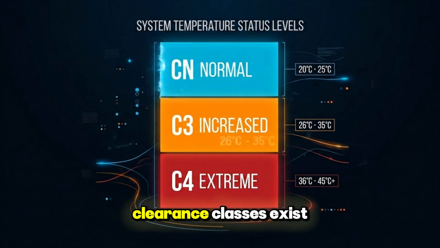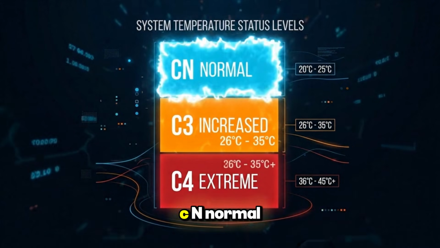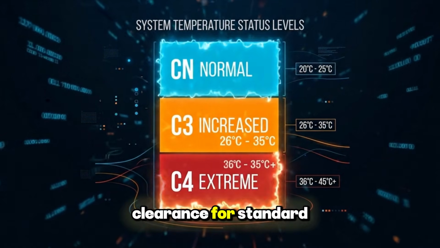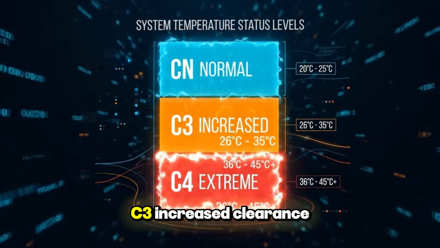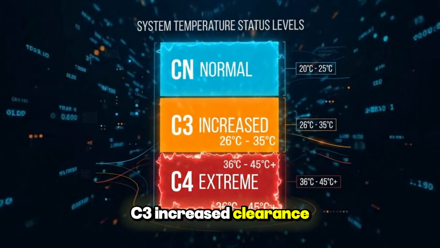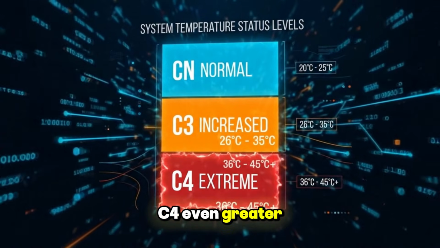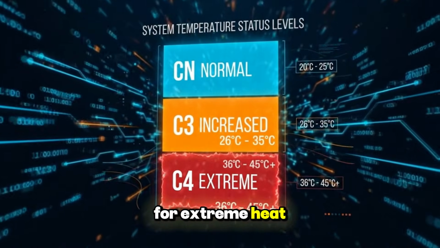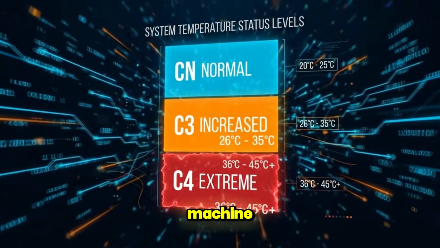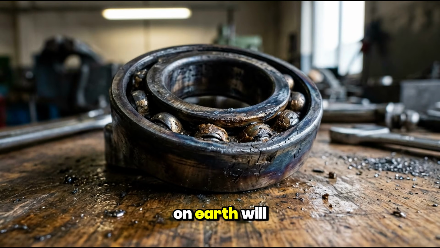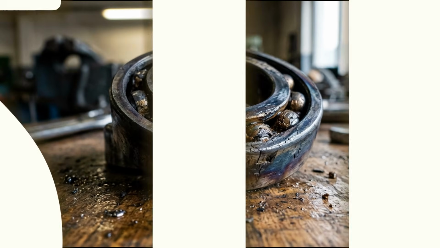This is why clearance classes exist. CN, normal clearance, for standard temperature. C3, increased clearance, for hot running applications. C4, even greater, for extreme heat. Get this wrong on a hot machine, and no lubricant on Earth will save that bearing.